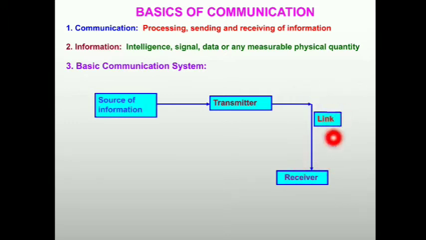So the link may be a wire. I'll tell you later what the link is. Okay, the receiver again sends to the destination. The destination may be a mobile or a system, that is a computer, whatever. Okay, so this is the basic communication system. For example, pictures are transmitted to the transmitter, and this transmitter transmits to the receiver, and the receiver receives the signal, and finally transmits to the destination. That is the user, right?